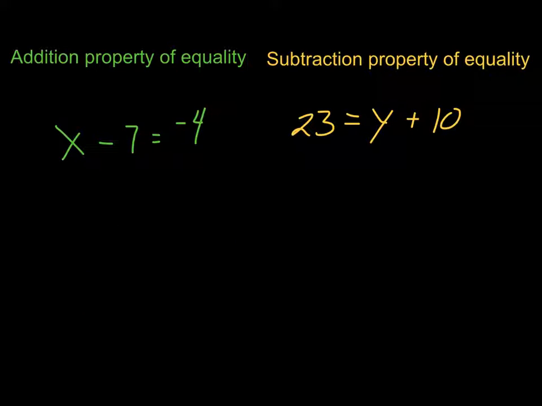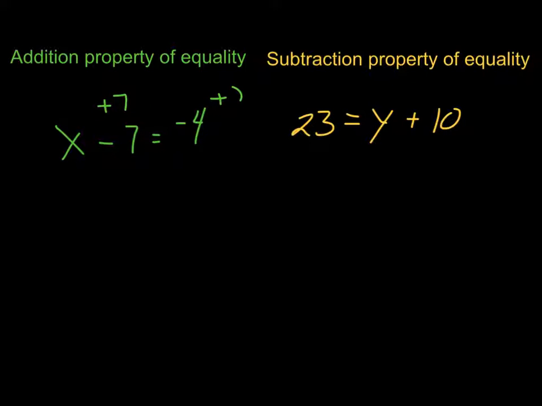So when I need to solve equations, I need to get the variable by itself. In order to do that, in this case, I'm going to use the addition property of equality, meaning I'm going to add 7 to this side. The reason is that minus 7 plus 7 is going to give me 0. Now, if I add 7 to this side, I also need to add 7 to this side if I want to keep it equal.